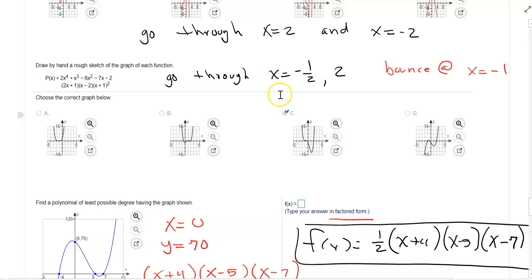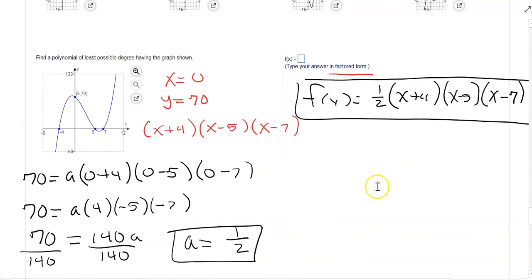Here I have going through at negative 1/2. I am going through at positive 2, and then I am bouncing off at negative 1. So I could see I kind of bounce at negative 1. I come up and go back down through negative 2, and I come back up through positive 2. Once again, my leading exponent is an even number. Therefore, I should be going up on both sides.